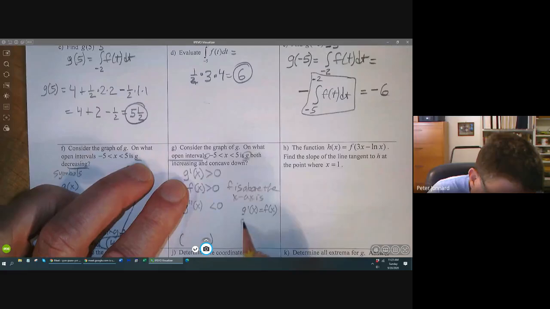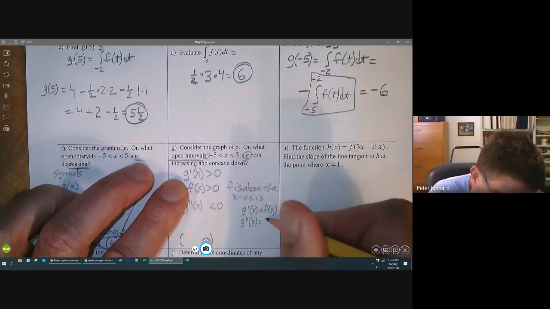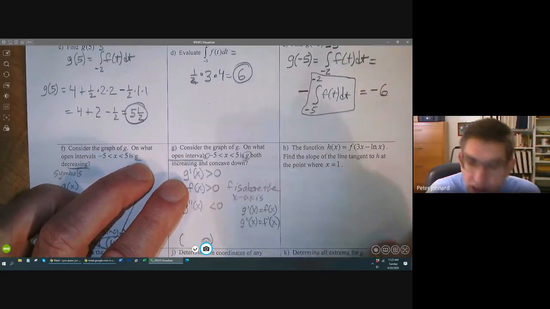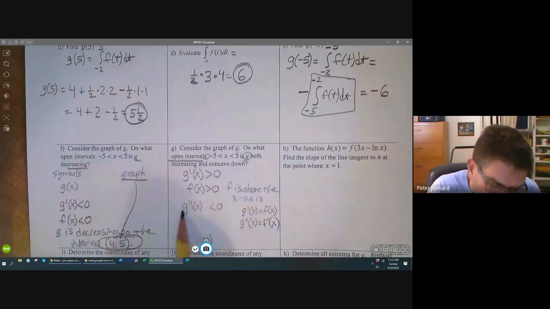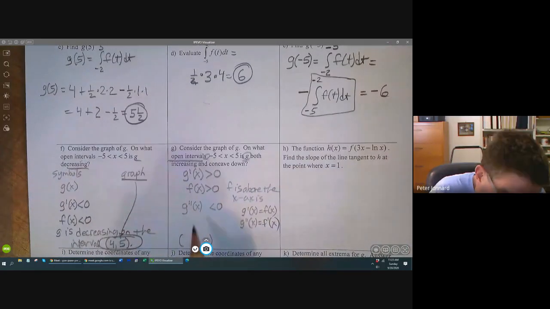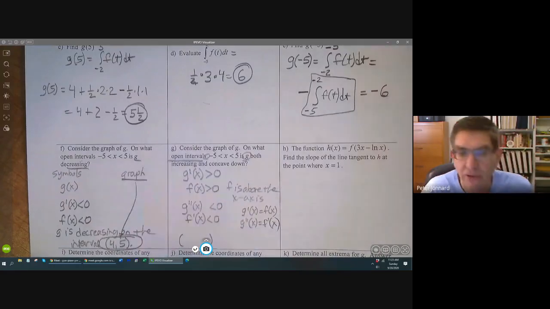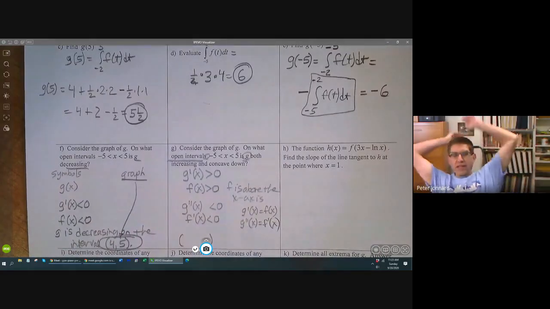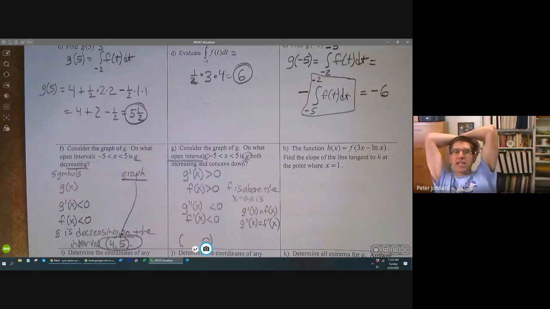So by definition, the second derivative of g of x would be f prime of x. So what we're saying here equivalently is that f prime of x is less than 0. Well, think about what that symbol means. It's saying the derivative of f is less than 0. So the tangent line to function f has to have a negative slope, okay?